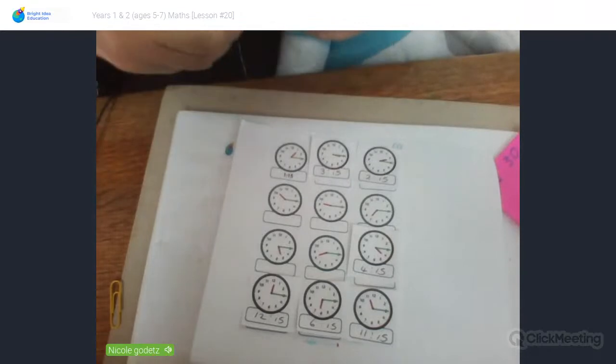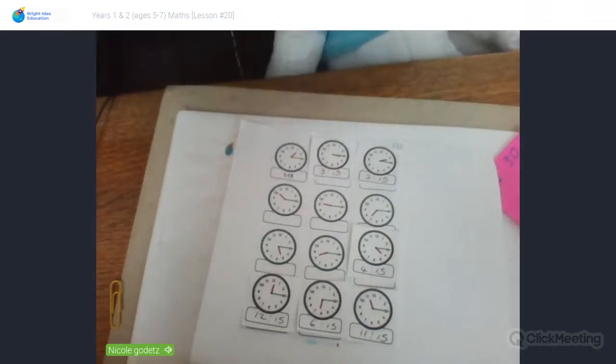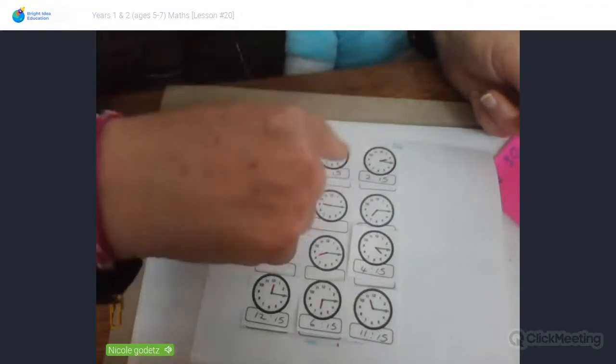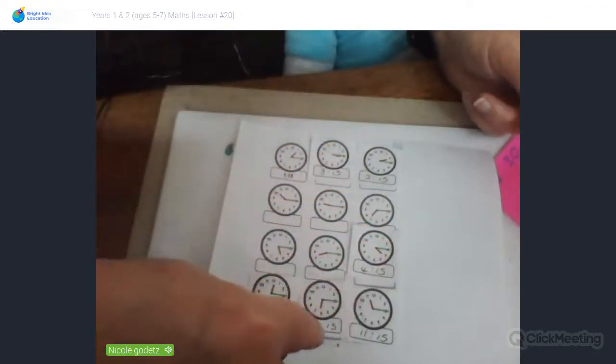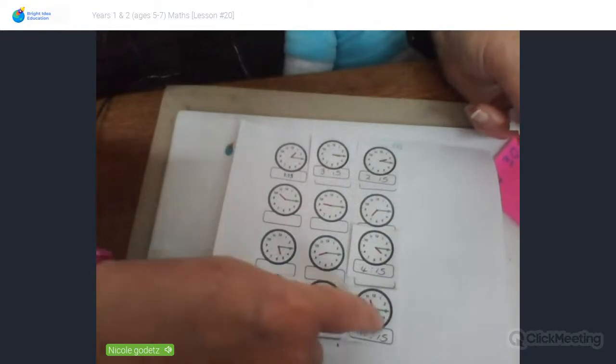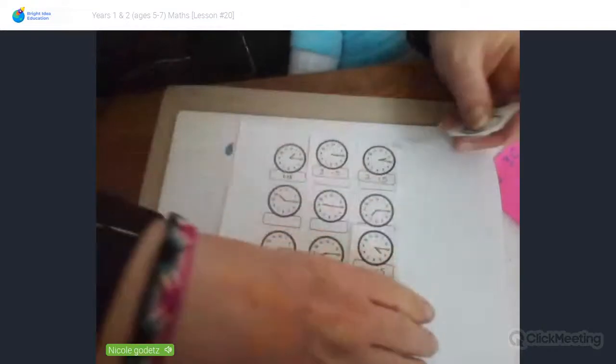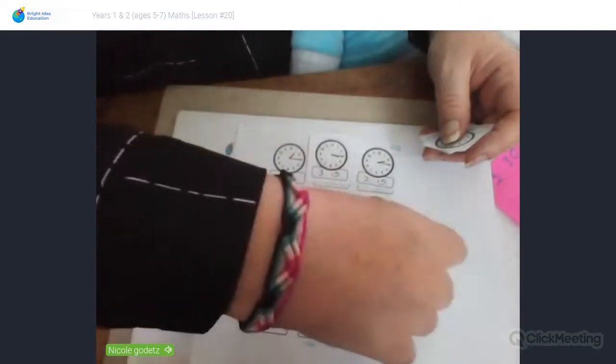Whoa, no bingos yet. Aha, somebody got bingo on 2:15. That's very helpful that you say that. So we've had 3:15, 2:15, 4:15, 6:15, 12:15, and 11:15. Brilliant. Well done. Okay.